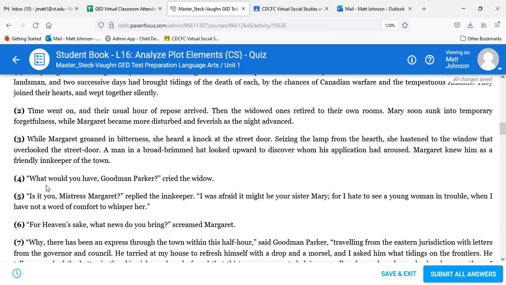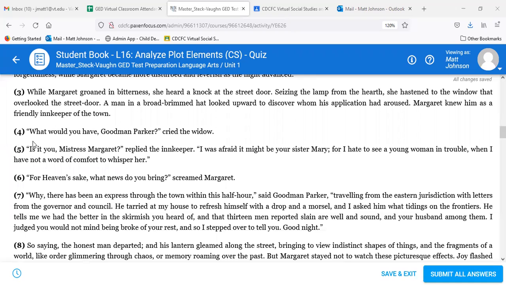While Margaret groaned in bitterness, she heard a knock at the street door. Seizing the lamp from the hearth, she hastened to the window that overlooked the street door. A man in a broad-brimmed hat looked upward to discover whom his application had aroused. Margaret knew him as a friendly innkeeper of the town. Okay. And I got 4. So what would you have, Goodman Parker? Cried the widow. Edda, number 5.